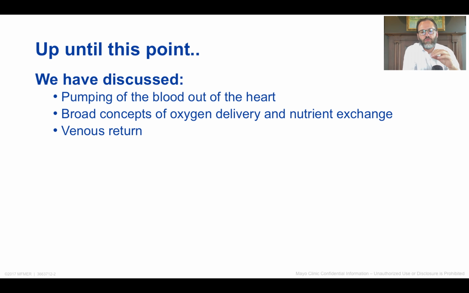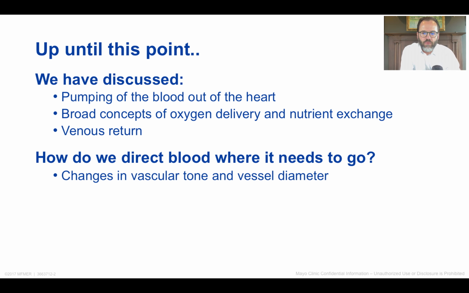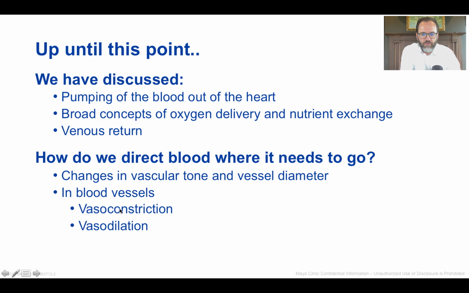So up until this point, we've really focused on the discussion of the cardiovascular system in the context of the heart pumping blood out to the vascular system, broad concepts of oxygen delivery and nutrient exchange, and then venous return. Today, we'll be focusing on the beginnings and foundations of how we direct blood flow where it needs to go. That is done through changes in vascular tone and vessel diameter, predominantly at the site of the arterioles. That's the major resistance point in the circulation. In blood vessels, we most commonly refer to this as vasoconstriction or vasodilation.